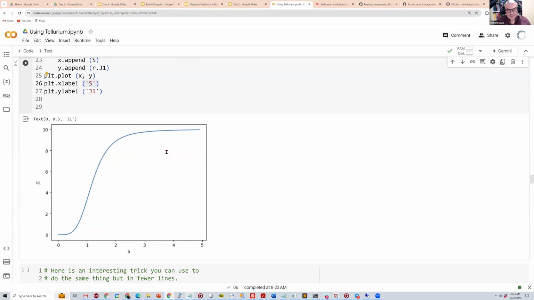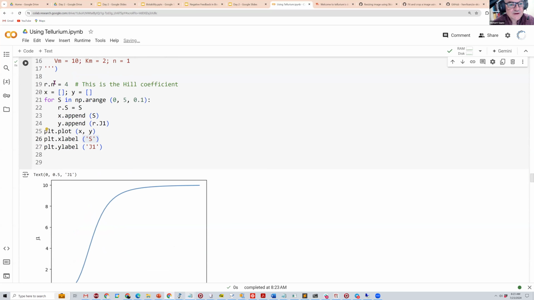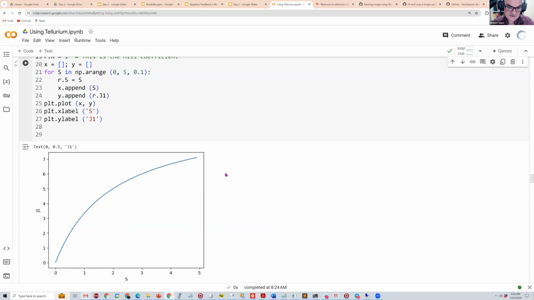So this is actually a way of using Tellurium to look at a particular rate law. Maybe you found a rate law in the literature and you want to see what it looks like. You can use this sort of thing to plot that rate law. And just to show you that it works, let's change the Hill coefficient to 1. In other words, it shouldn't be sigmoid at this point, and it isn't. Now, you may think, well, it's not going far enough, I need to go beyond 5. Well, in that case, let's just increase the upper limit to 10, and now it goes to 10.